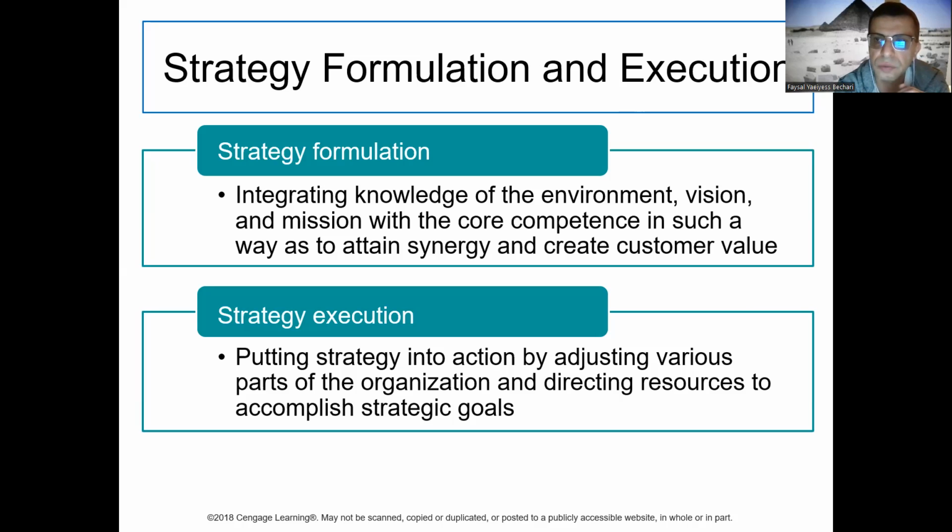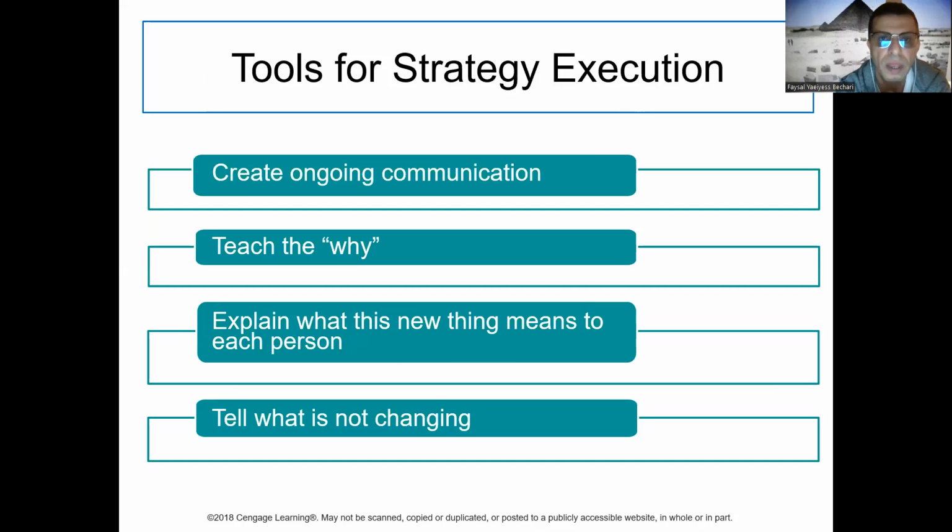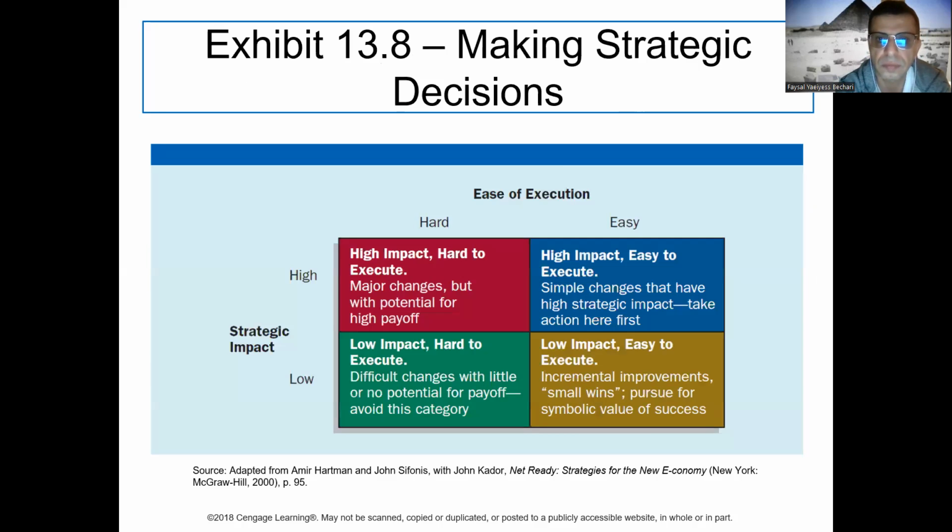Through all these processes, we need a software or IT support solution called ESS, or Executive Support System, to meet the strategy. We'll explain what an ESS is versus a DSS. Now, tools in detail for strategy execution: we create ongoing communication, teach the why we do that, explain what this new thing means to each person, and tell what is not changing. The reason is that you need to let them know what is not changing.